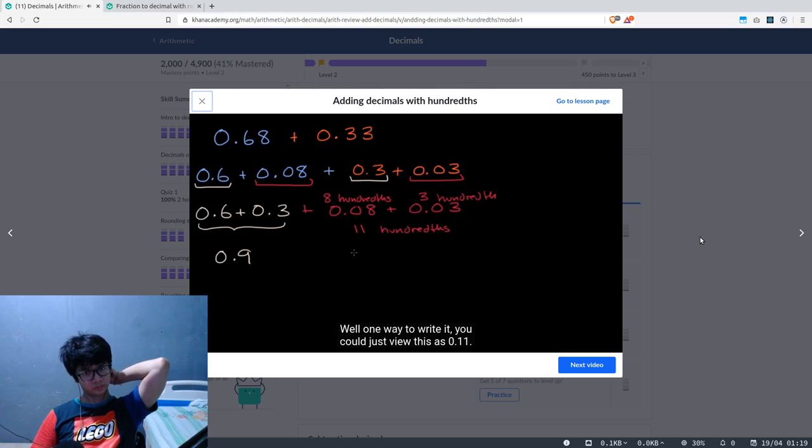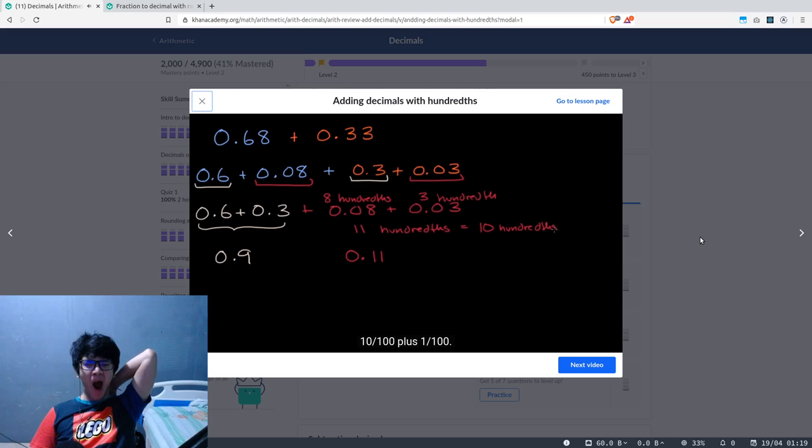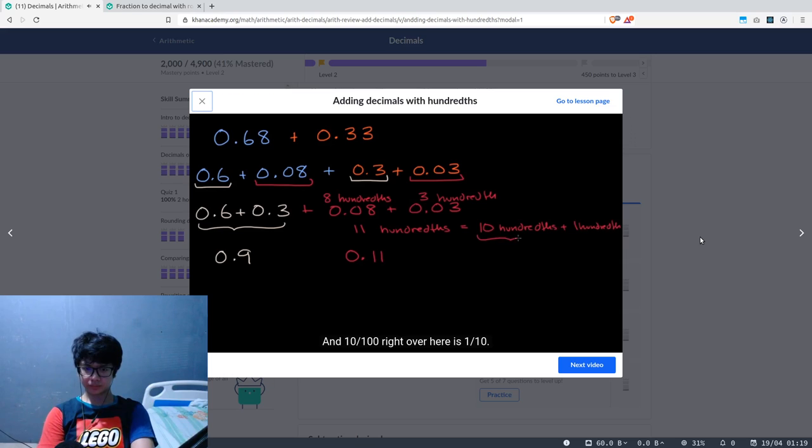So how do we write 11/100 as a decimal? Well, you could just view this as 0.11. This is 11/100. Many people would read this as 11/100. Or you could view this as equaling 10/100 plus 1/100. And 10/100 right over here is 1/10. So you could view this as 1/10 and 1/100. And when you add everything together, what do you get? Well, you get 9/10 plus 1/10 plus 1/100.